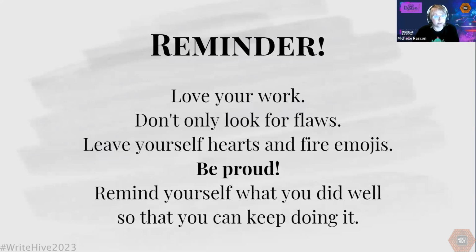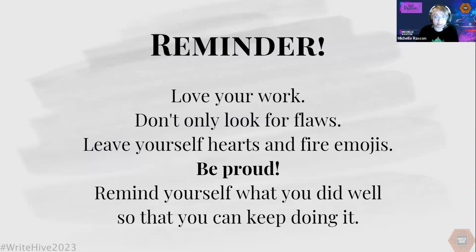A final note, a reminder: it is very important that you love your work just as much as you critique your work. Love your work. There's a reason that you wanted to create this story, and this whole process is about learning. It's not about pointing out all the things that you do wrong. It is about learning what you do right, and it's about learning how you can do it even better.